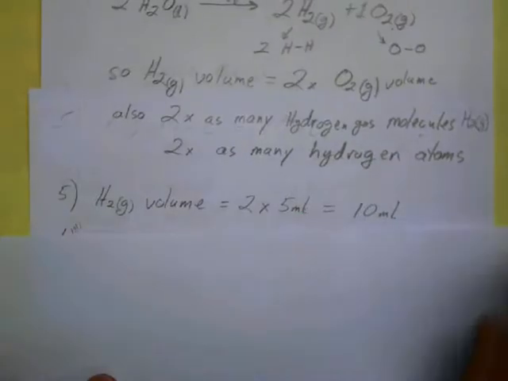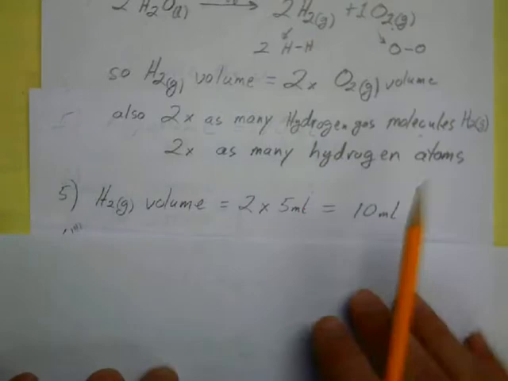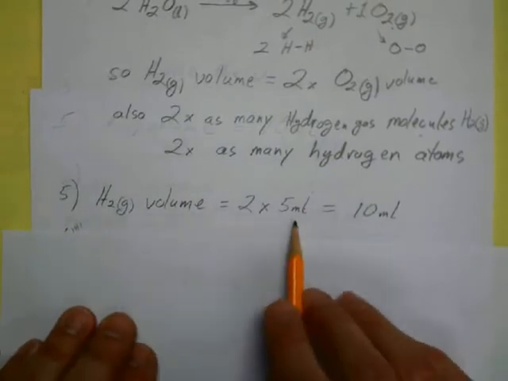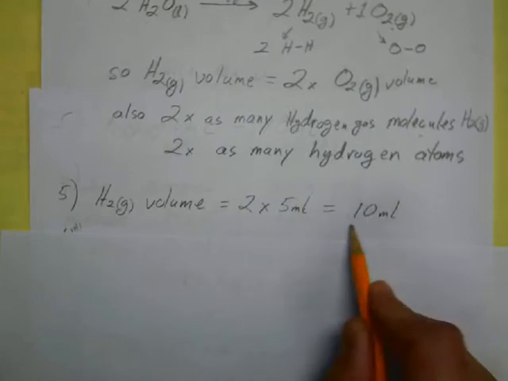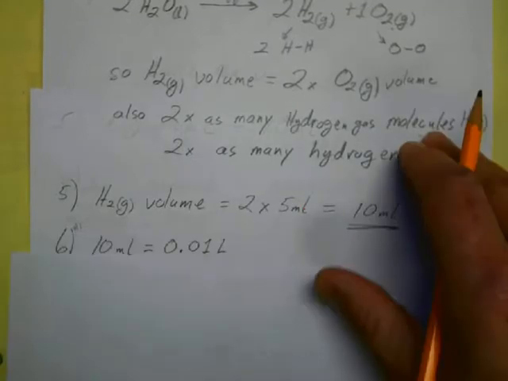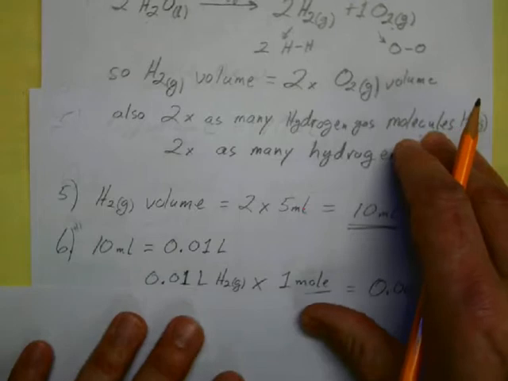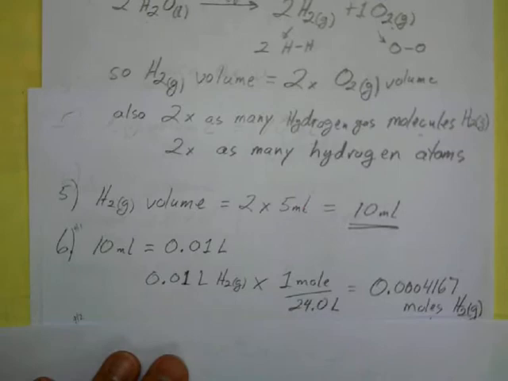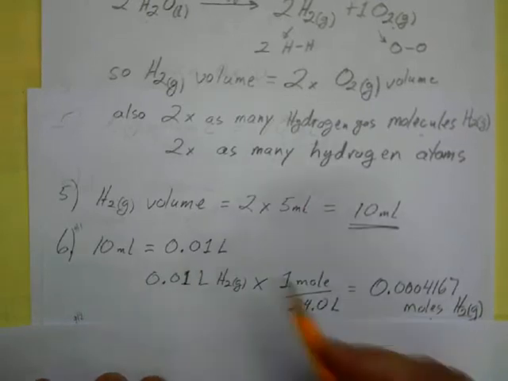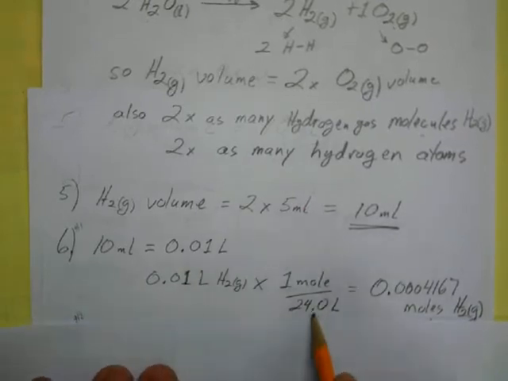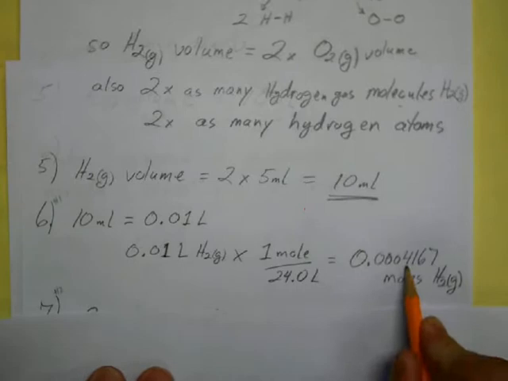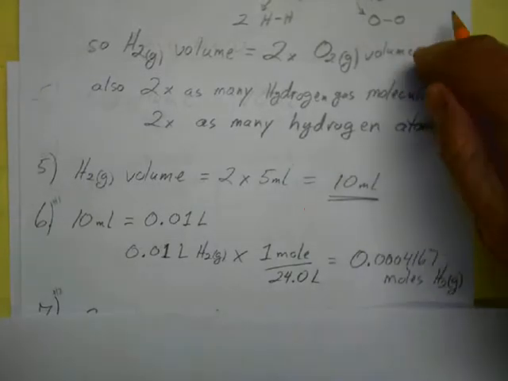So down to the problems. From that information, number 5, the hydrogen gas volume will be 2 times the 5 milliliters that the oxygen was, or 10 milliliters of hydrogen gas. So number 6 then is like number 1, starting with a different volume, and you have 0.01 liters. 0.01 liters divided by the 24.0 liters in 1 mole gives you this many moles of hydrogen gas, 0.004167.